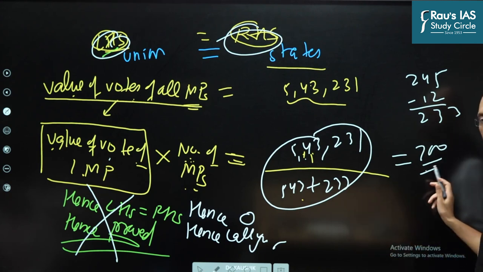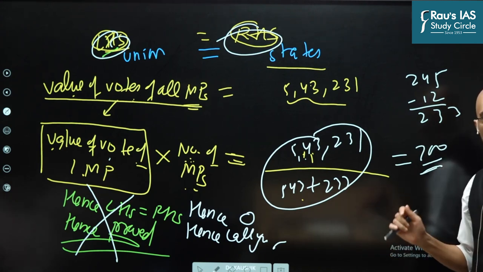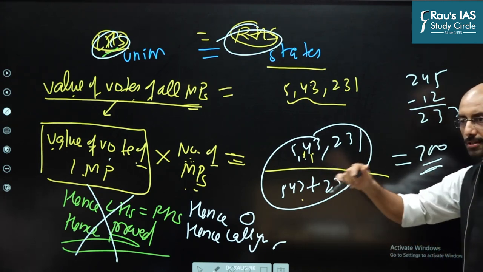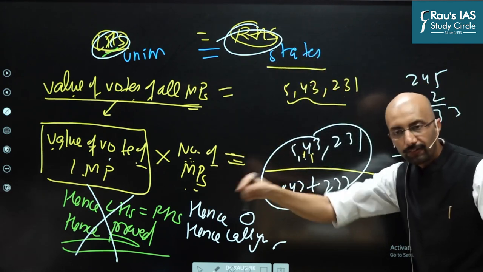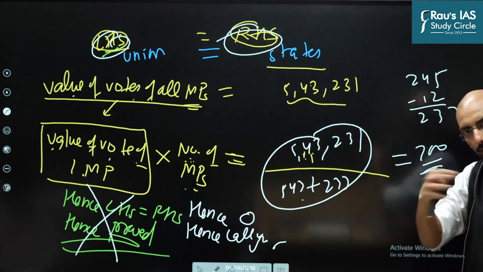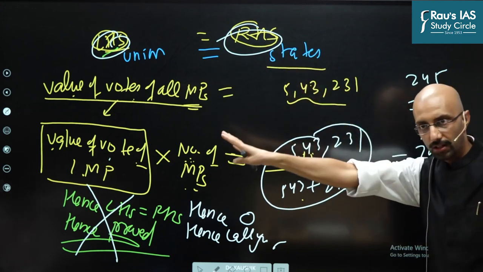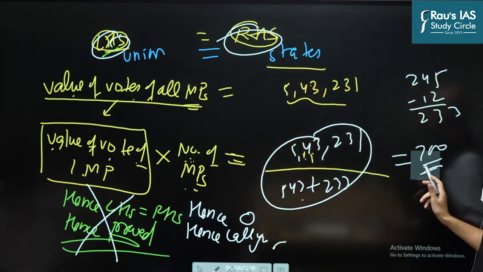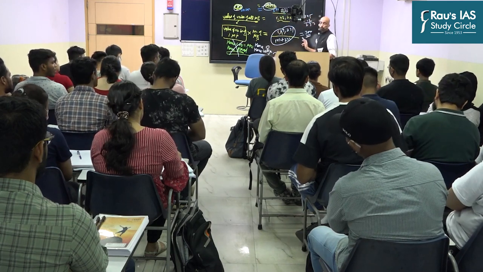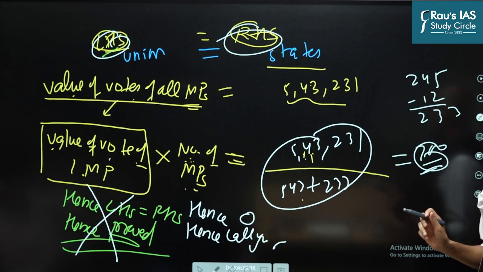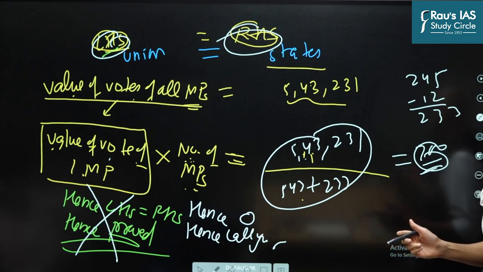And we have to round off the numbers, right? So we round off. If the fraction after division is more than half, we round it off to a higher number. And if the remaining fraction is less than half, we just wave it off. We just remove it. So 700. So the value of the vote of one MP is equal to how much? 700. So if I am an MP, when I cast a vote, to say it's one vote, but it has 700 value.